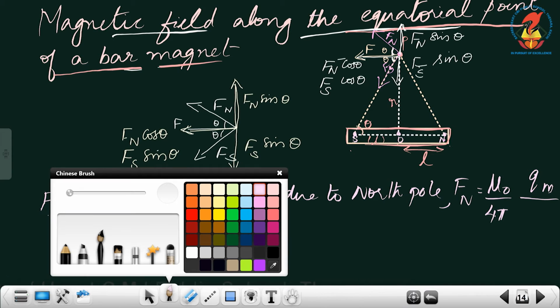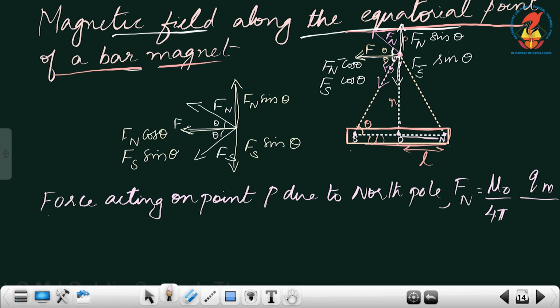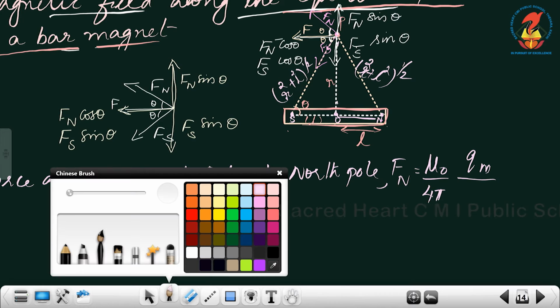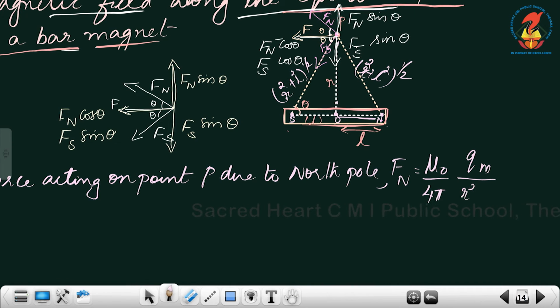Now, what is the distance between N and P? See, this distance is R, this one is L. Then according to Pythagoras theorem, the hypotenuse will be equal to R square plus L square the whole raised to 1 by 2. This side also is R square plus L square the whole raised to 1 by 2. So, our equation becomes Fn is equal to mu 0 by 4 pi Qm divided by R square plus L square raised to 1 by 2 the whole square, which is 1. And what is the direction? Direction is from N to P.